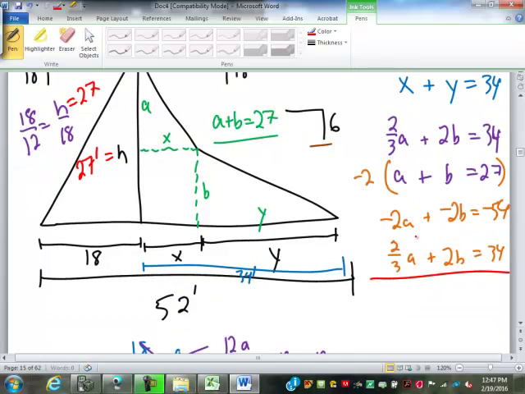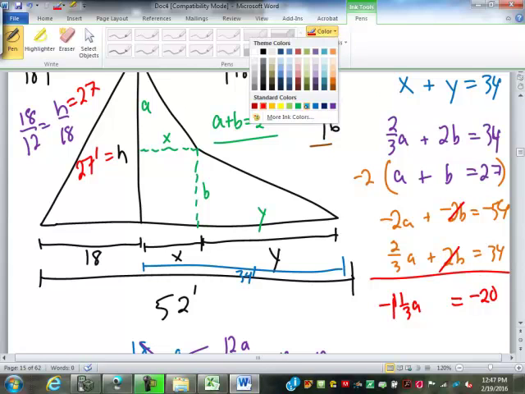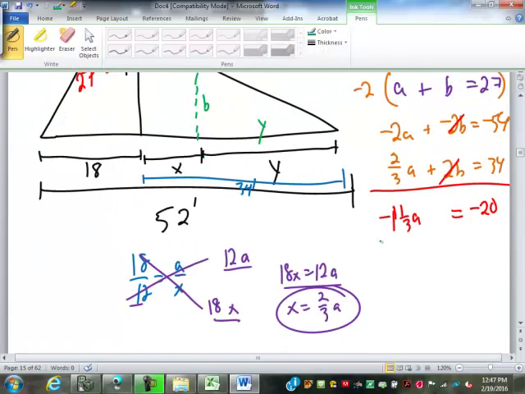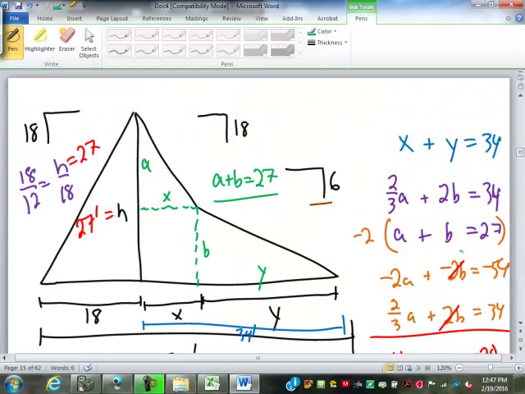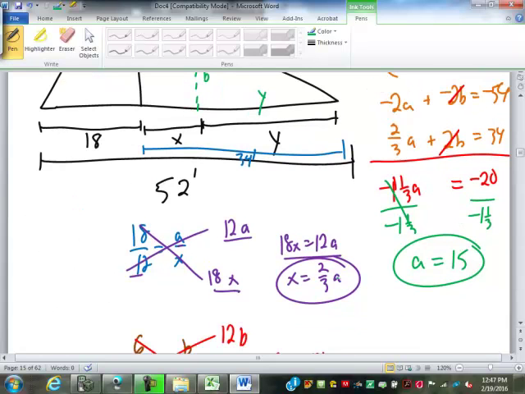And negative 2a plus 2/3 a is negative 1 and 1/3 a. Negative 2b and positive 2b cancel out. Negative 54 and 34 making negative 20. So we shall divide by negative 1 and 1/3. You got it. Negative 20 divided by negative 1 and 1/3 is a positive 15. A is 15. So that means x is 2/3 times 15, which is 10.